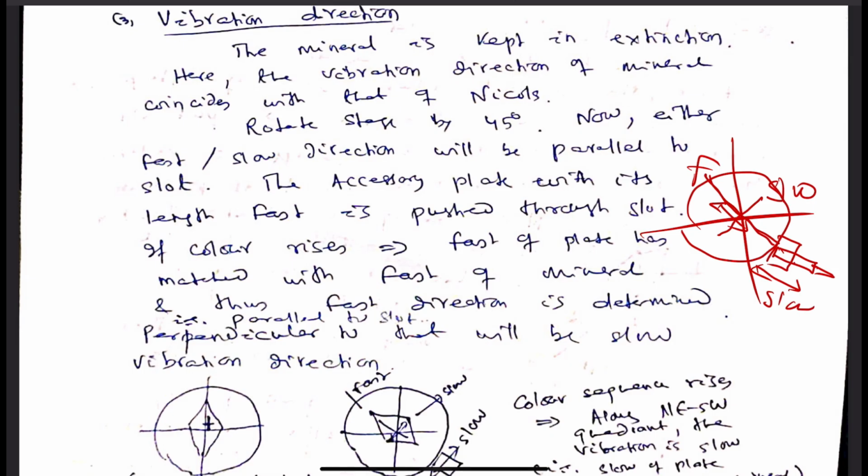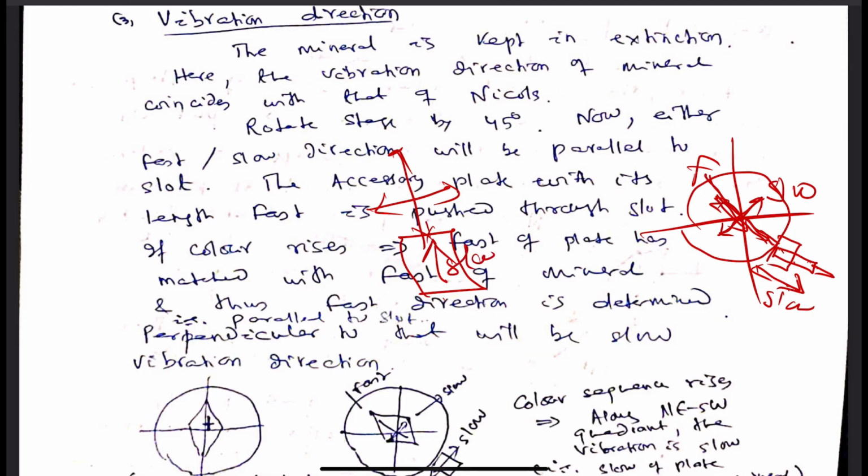So by noting down the vibration direction of the mineral, noting down the vibration direction of the plate, and comparing it to the rise or fall of interference color of the mineral, it is possible to find out whether this direction of the mineral is fast or slow, because two vibration directions are mutually perpendicular. So this direction is kept parallel to the slot. So the accessory plate is being pushed.